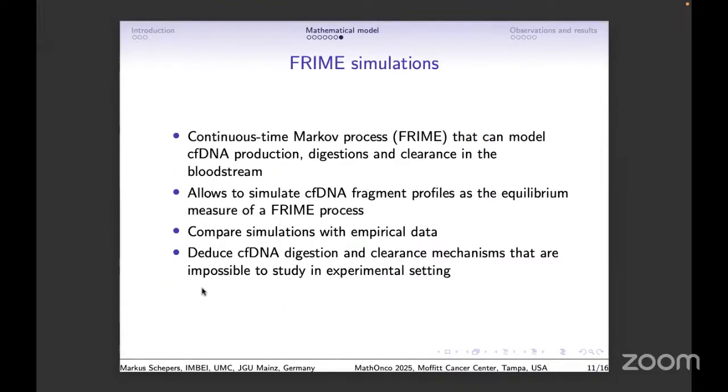So what we then arrive at is a continuous time Markov process that can model these biological phenomena and allows us to simulate, based on simulating a lot of events, the fragment profile, and compare the simulations to empirical data and establish evidence for which is the correct exit mechanism. And in the long term, hopefully to use it for diagnostic purposes.